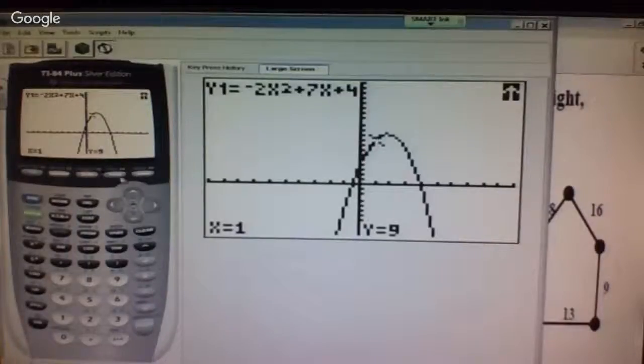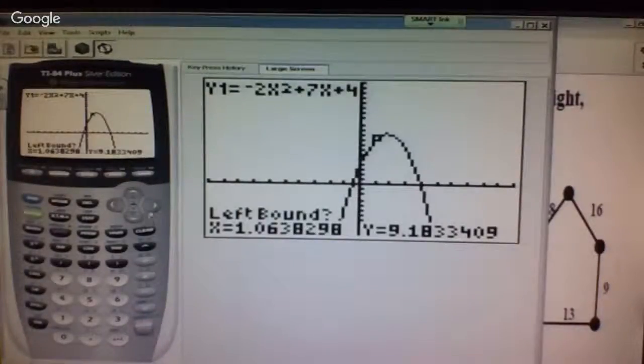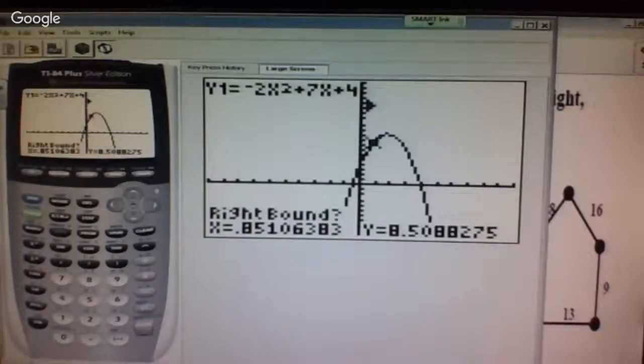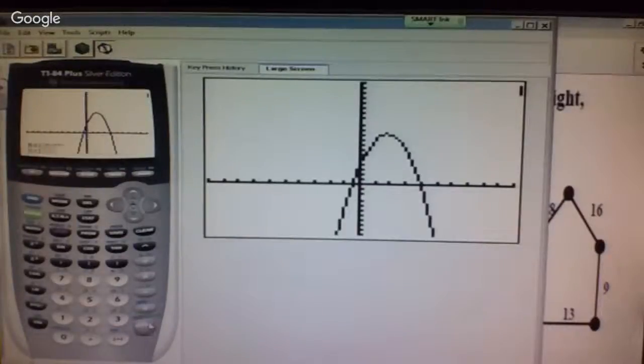All right. Let's go back and practice vertex. I want a maximum. It's up in the air. So we're going to practice all these calculator skills that you learned before. As close to the maximum as you can. Then we want a left bound, so you want to go to the left of your maximum. Hit enter. I want a right bound, so we go to the right of your maximum and hit enter. And guess as close as you can.